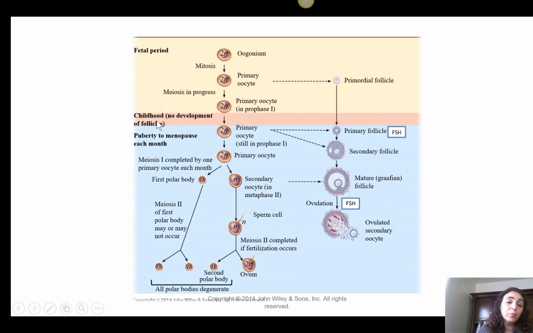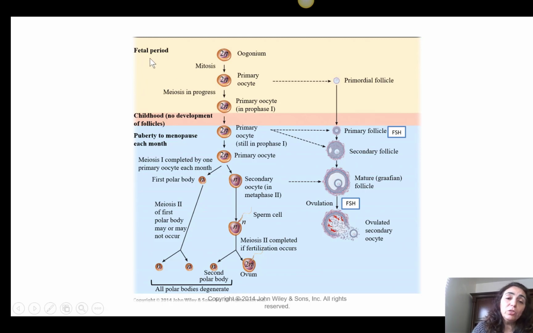Then you have childhood, which starts from birth all the way to puberty, and after that you have puberty to the end, right? Puberty to menopause. Because after menopause you do not have these ovarian cycles. They start declining, and finally they go away, right?